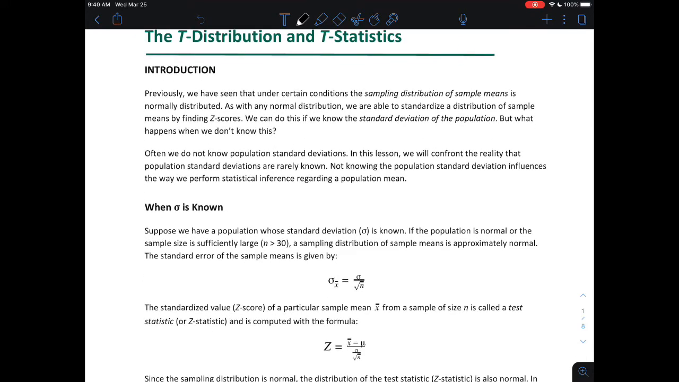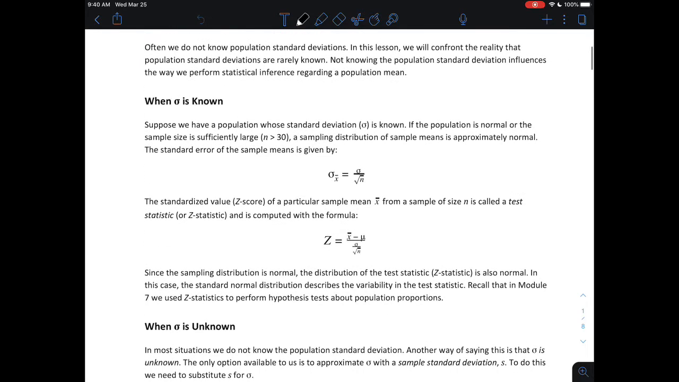Often we do not know population standard deviations. In this lesson, we will confront the reality that population standard deviations are rarely known. Not knowing the population standard deviation influences the way we perform statistical inference regarding the population mean. So first, when sigma is known, and remember that sigma stands for the population standard deviation.